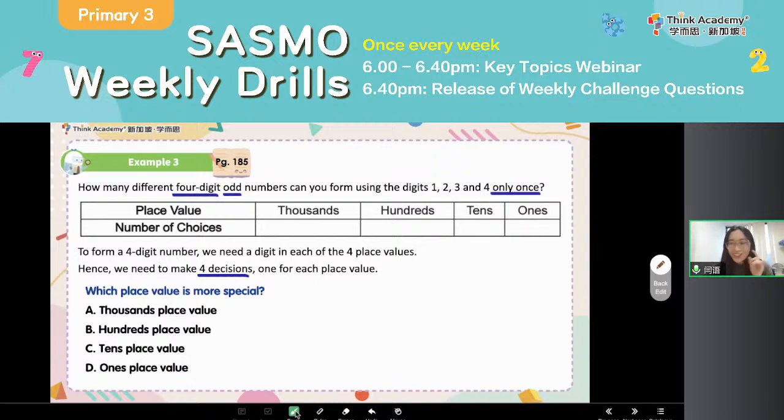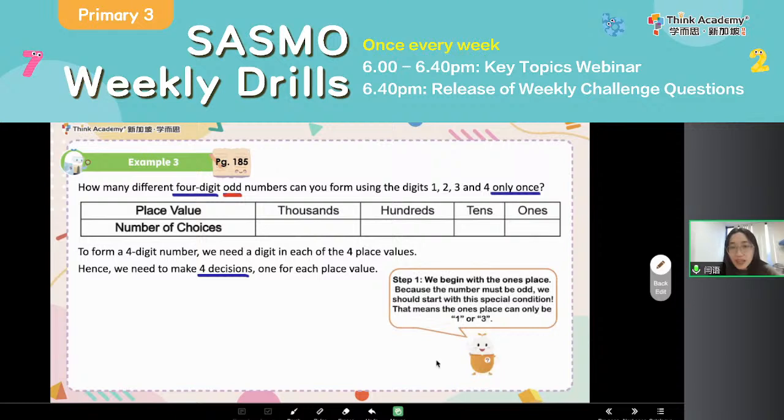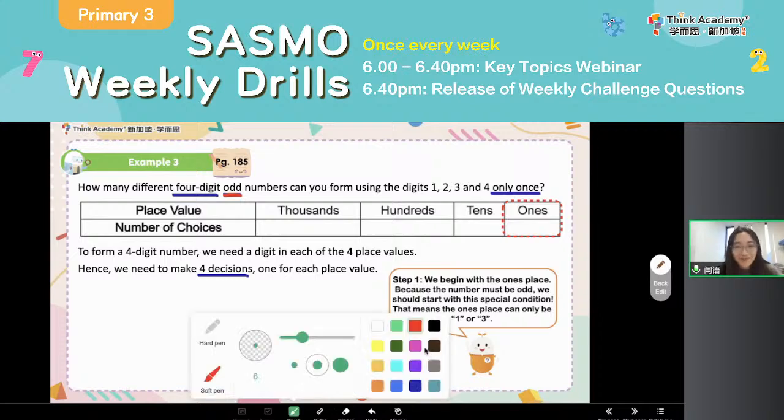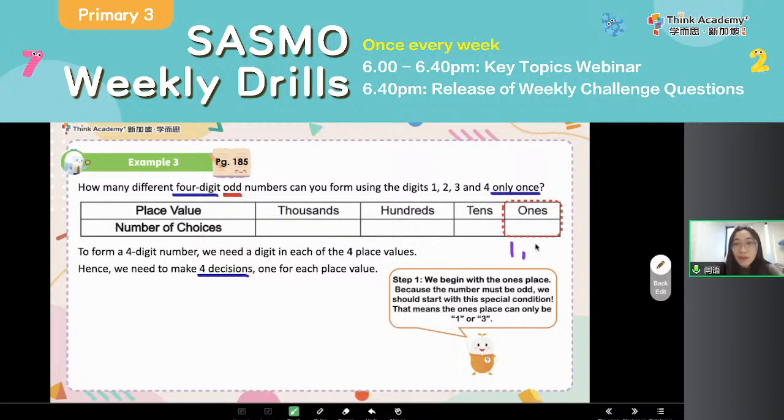Yeah, I think this part is a bit tricky. Okay, think about it. Which one is more special? Yes, it should be the ones place. Why? Because it is the odd number, right? So for the odd number, look, for the ones place, you only have certain digits. What can you put for the last digit? Yes, maybe you can put digit 1. Maybe you can put digit 3, okay?